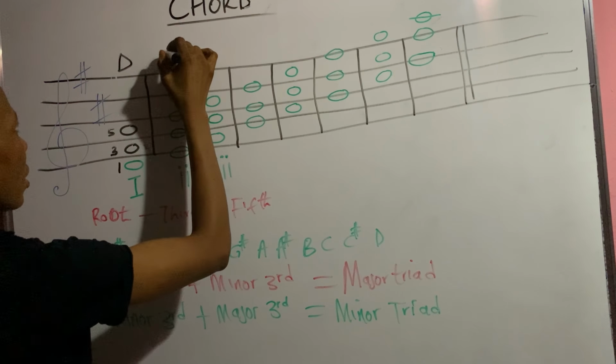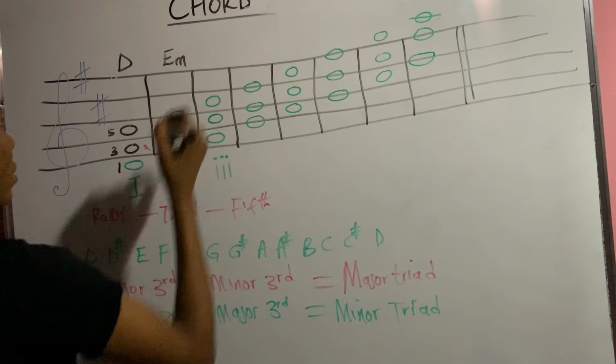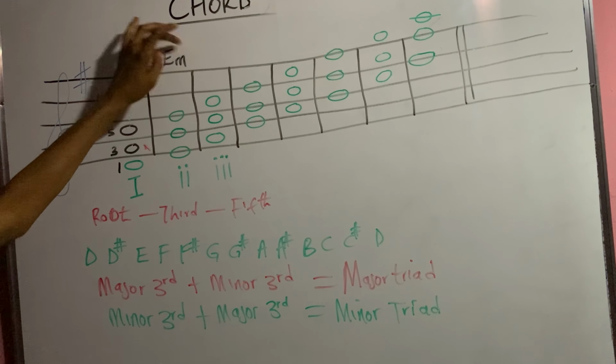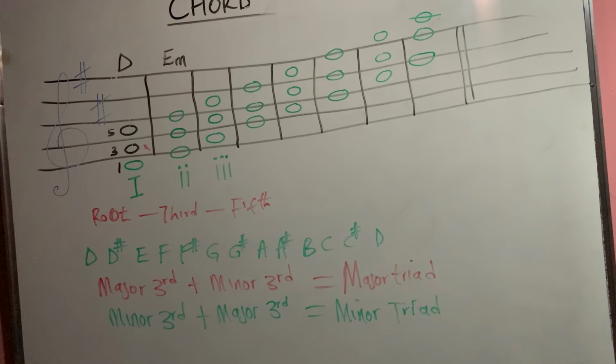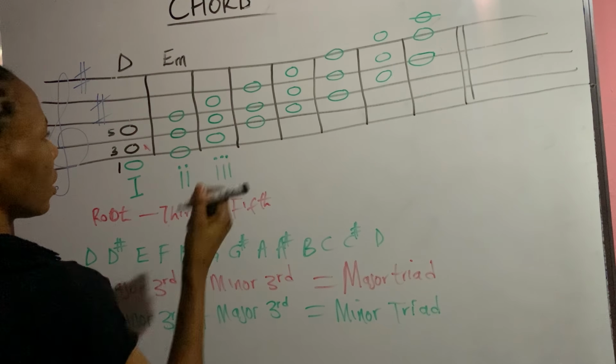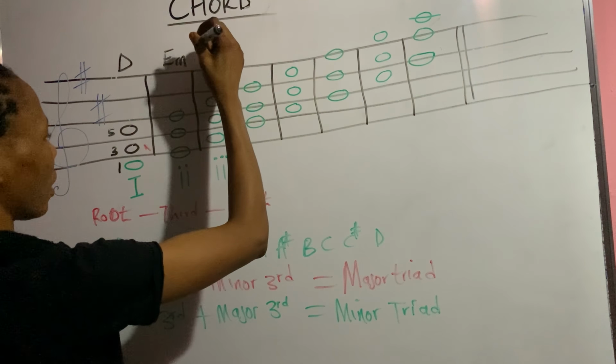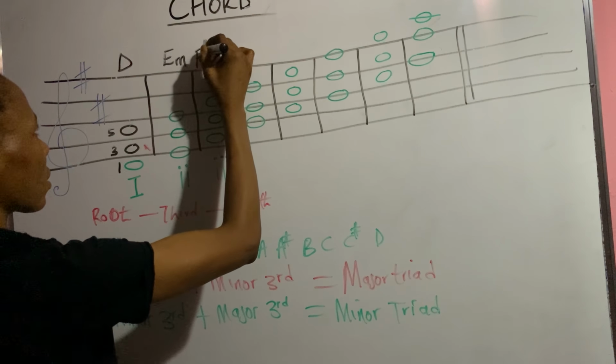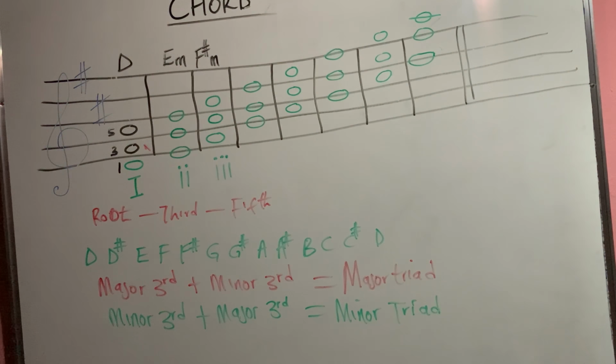In other words, this is D, capital D. This is E minor. Even in contemporary practice, if you browse online and you see these symbols, these abbreviations, that's what they mean. Now, in other words, this is F sharp minor.